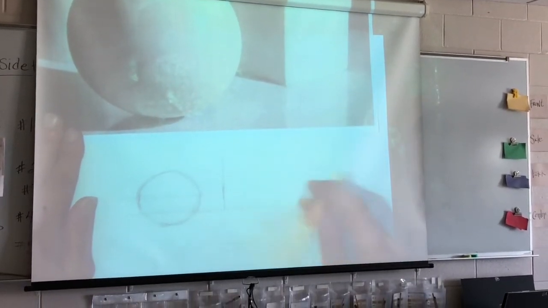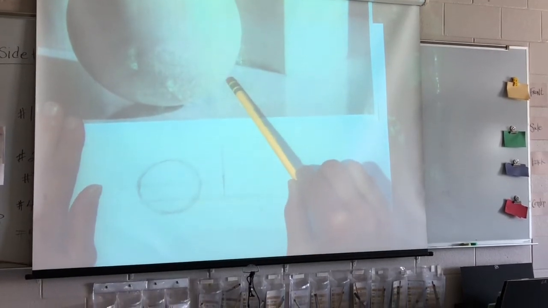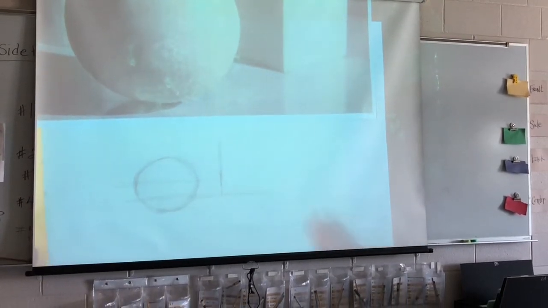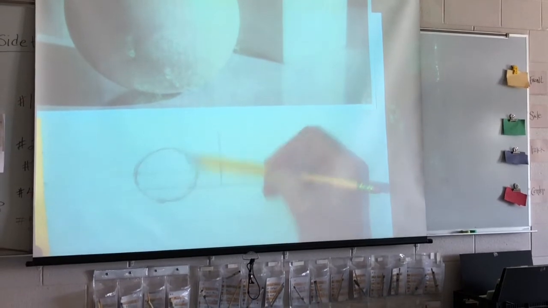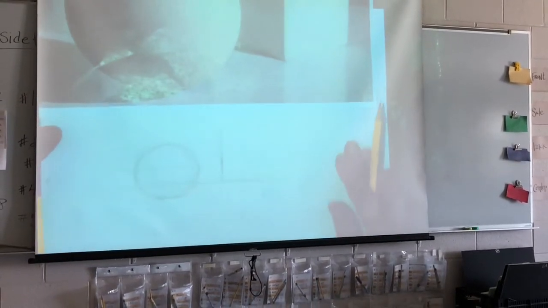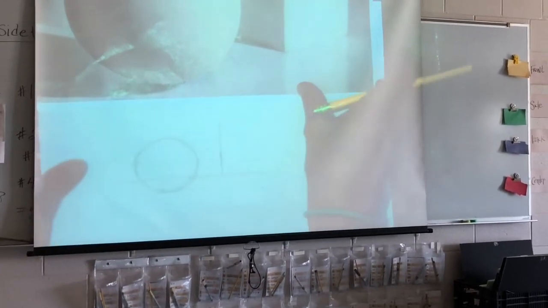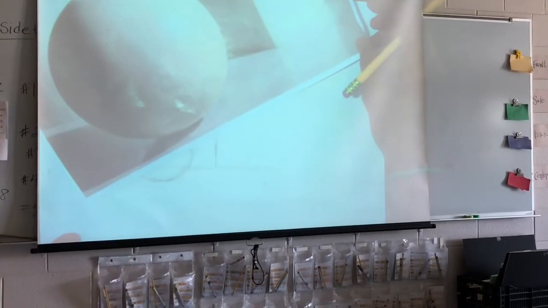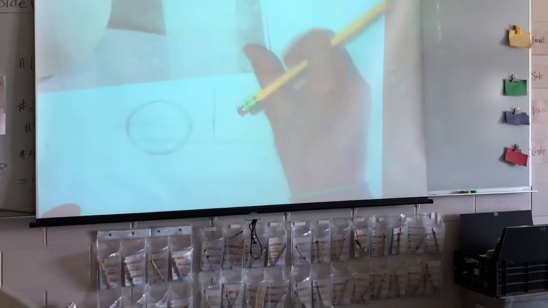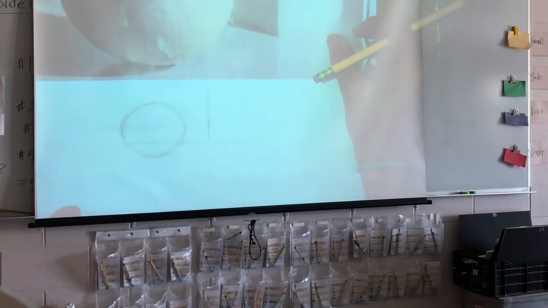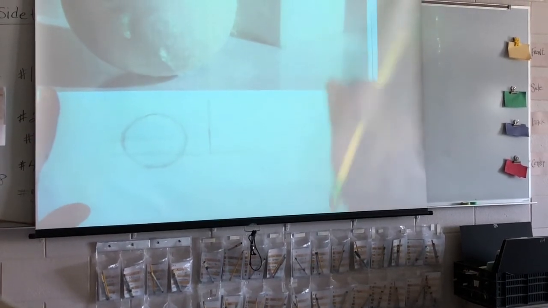Watch this. I make sure that this is parallel to my paper. So most papers have to be parallel. I don't want them like this. You with me? I want them parallel. Now I gotta get them parallel again. Okay, so now they're parallel.